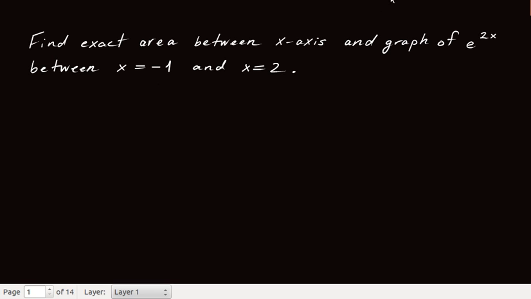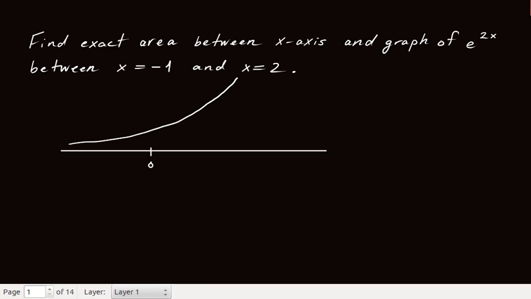So whenever you see a problem like this, it's a good idea, if you have a graphing calculator, you might as well graph the function and get a look at what things look like. So if you do that, you'll see the graph of e to the 2x looks something like this if you have the right window set.